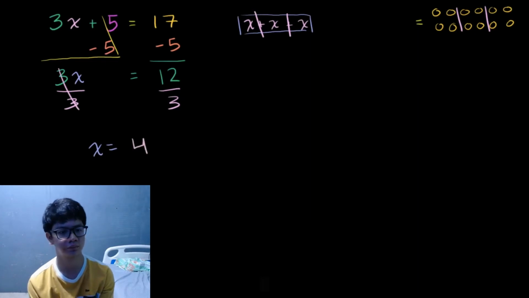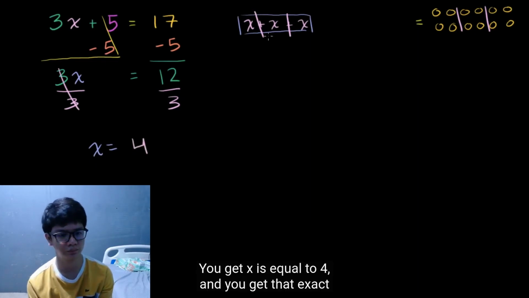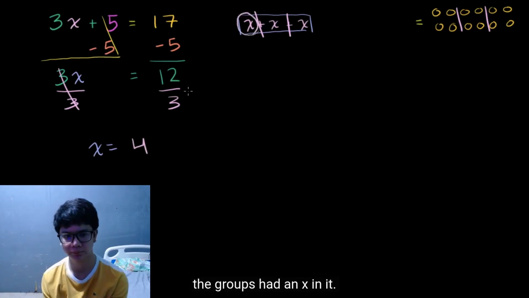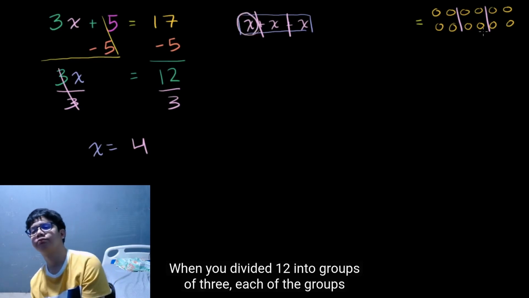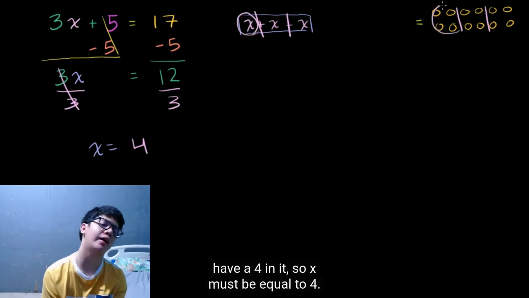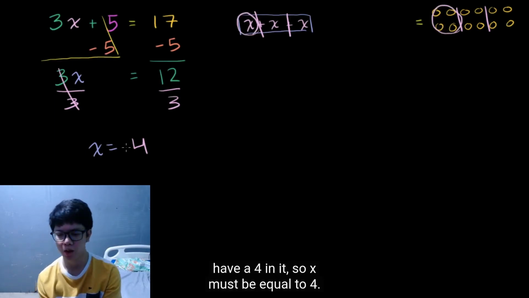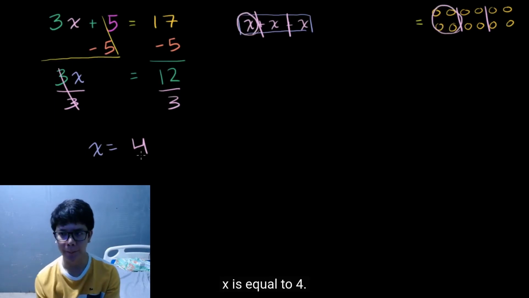12 divided by 3 is 4. You get x is equal to 4. And you get that exact same thing over here. When you divided 3x into groups of 3, each of the groups had an x in it. And when you divided 12 into groups of 3, each of the groups have a 4 in it. So x must be equal to 4. X is equal to 4.